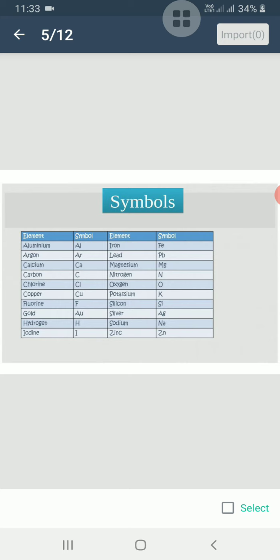The symbols of some elements are derived from their Latin names. For example, the Latin name of copper is cuprum and its symbol is Cu, capital C, small u. Like this, all the symbols are given to the elements.